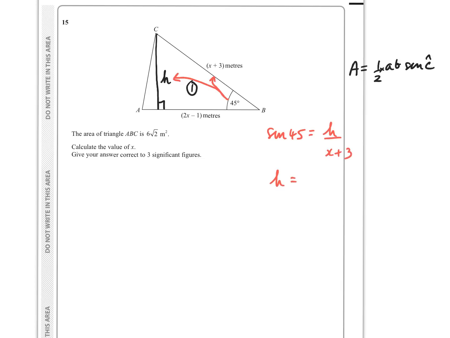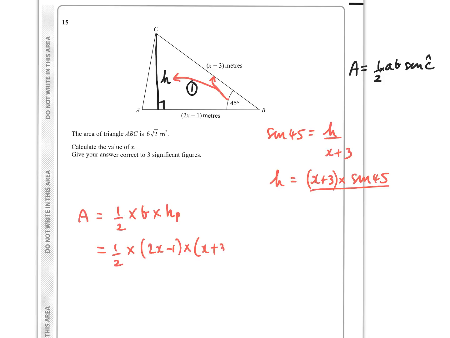So therefore h must be x plus 3. Now put a bracket around it because it's all times by sine 45. And then you know the area of a triangle. That's a half times the base times the perpendicular height. I'll call that h subscript p. So that's a half times the base, which in this case is 2x minus 1, times the perpendicular height, which we've got here. So, of course, we could have got the same using the formula, but if you're not very good on remembering formulae, then just do it from first principles. It won't take you very long.